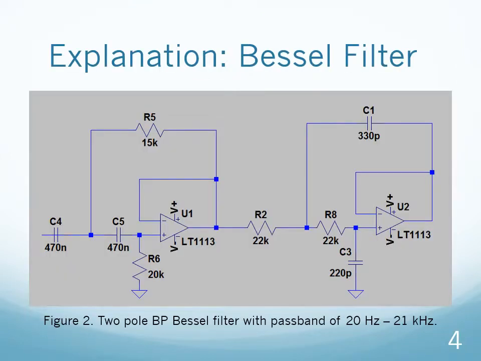This Bessel filter is essentially a low pass and a high pass two-pole Bessel filter, each of them cascaded for the band pass effect. The pass band is 20 hertz to 21,000 hertz, which is essentially just the audio range. We want to limit the signal to the audio range. There's not much more going on here other than just making sure that odd frequencies and high frequencies don't make their way into the signal path.